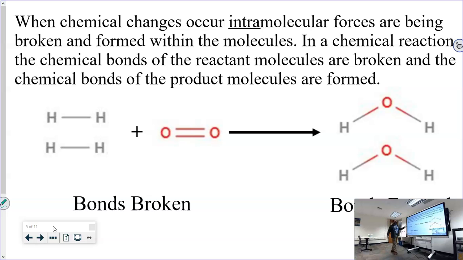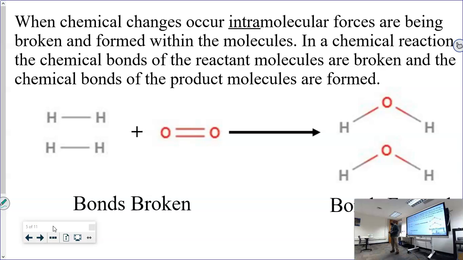Okay? Here's a simple reaction of burning some hydrogen gas. Hydrogen gas, oxygen gas, when you burn hydrogen, you get water. The bonds over here get broken. We break these two covalent bonds, and we break that double bond between the oxygen atoms. On the product side, these covalent bonds between oxygen and hydrogen get created.